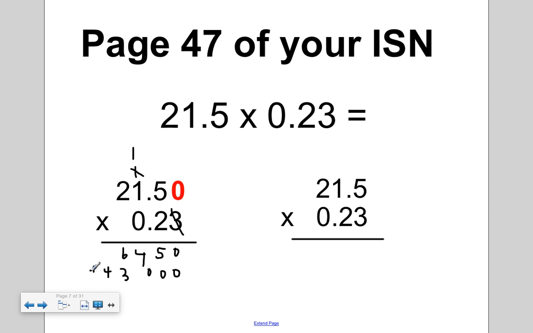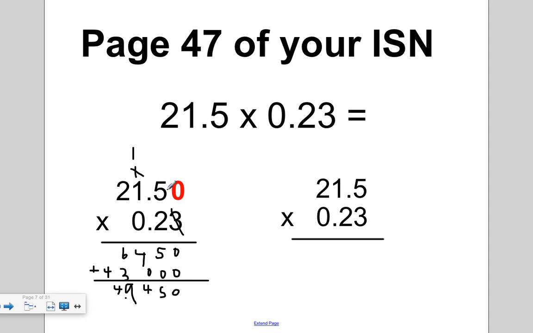It is time now to add it up. I get 0, I get 5, I get 4. 6 plus 3 is 9, and I get 4. So, how many digits are behind the decimal point? 4 digits, so I need to move 4 digits. Right there. Again, I prefer this way.